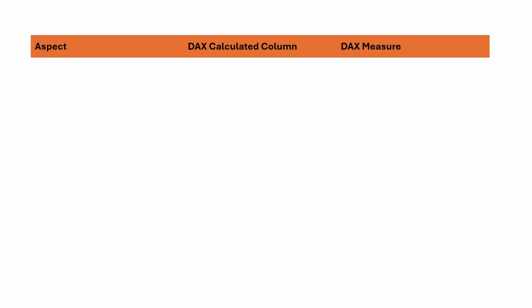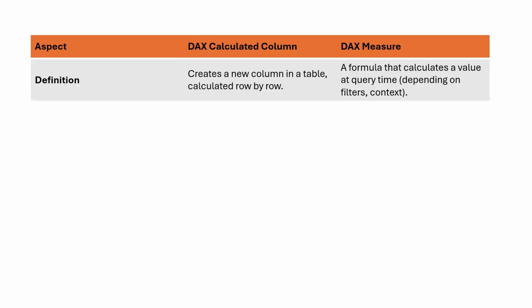Let's understand the difference between DAX calculated columns and DAX measures across various aspects. By definition, with a DAX column, you create a new column in a table and the calculation is performed by row, whereas a measure stores a formula in the data model and it is evaluated when the DAX query is executed when you visualize the data.